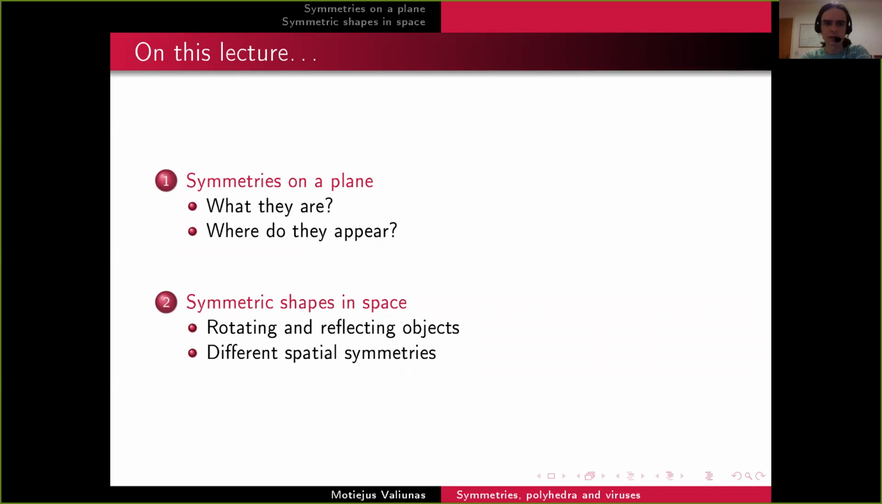This lecture consists of two main parts. In the first part, I'm going to tell you about symmetries on a plane. I'm going to tell you what these symmetries are and where they appear in nature or in human-made objects. And after that, I'm going to tell you about symmetric shapes in space, in the three-dimensional space that we live in. And in there, I'm going to tell you what kind of different symmetries we have and what kind of objects have those symmetries.